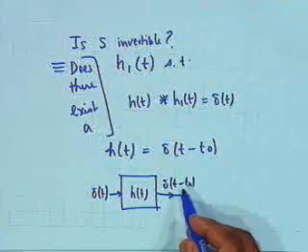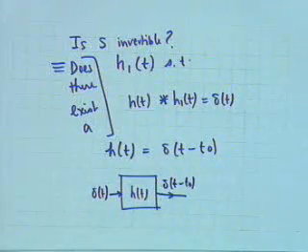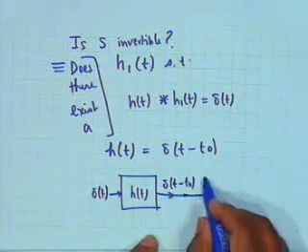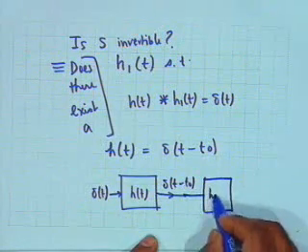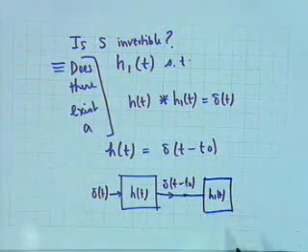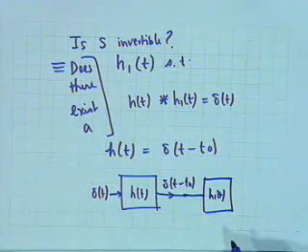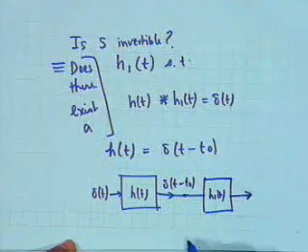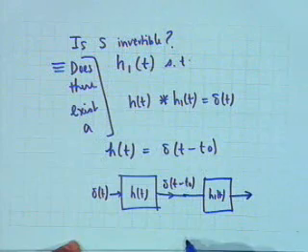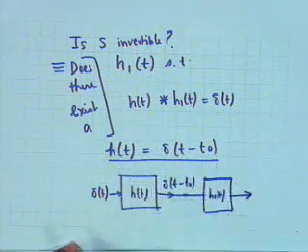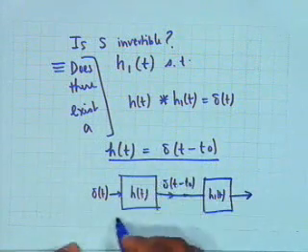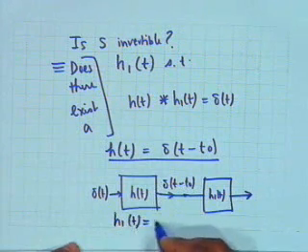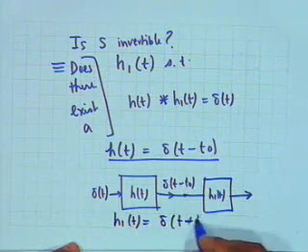Now the problem is to bring back delta t. How do I do that? If I connect it to a system whose impulse response h1 of t is delta of t plus t naught, then obviously I have put it back on the rail to its original position. So the system obviously is invertible. If a system has an impulse response delta t minus t naught, then the inverse system has an impulse response delta t plus t naught.